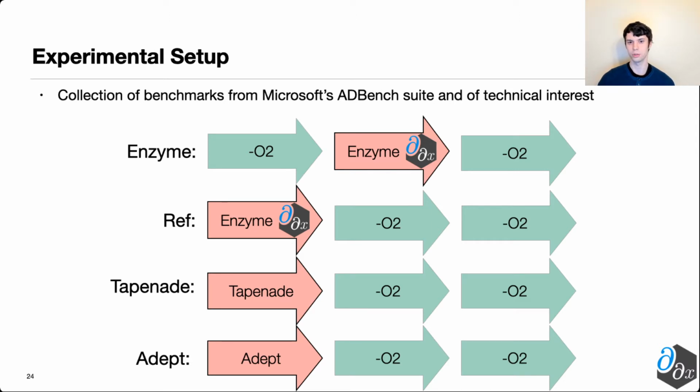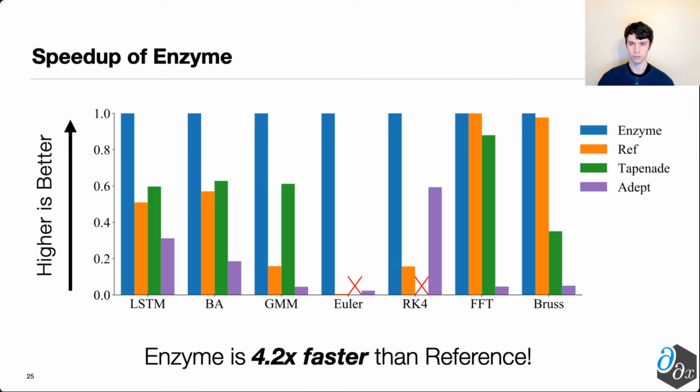This is because other tools cannot run optimization prior to differentiation. We also compare against the 2 fastest tools evaluated by the AD bench suite, Tapenade, a source rewriting tool, which is again followed by 2 rounds of optimization, and Adept, an operator overloading tool for C++, again followed by 2 rounds of optimization. From here, we evaluated that on our benchmark suite.